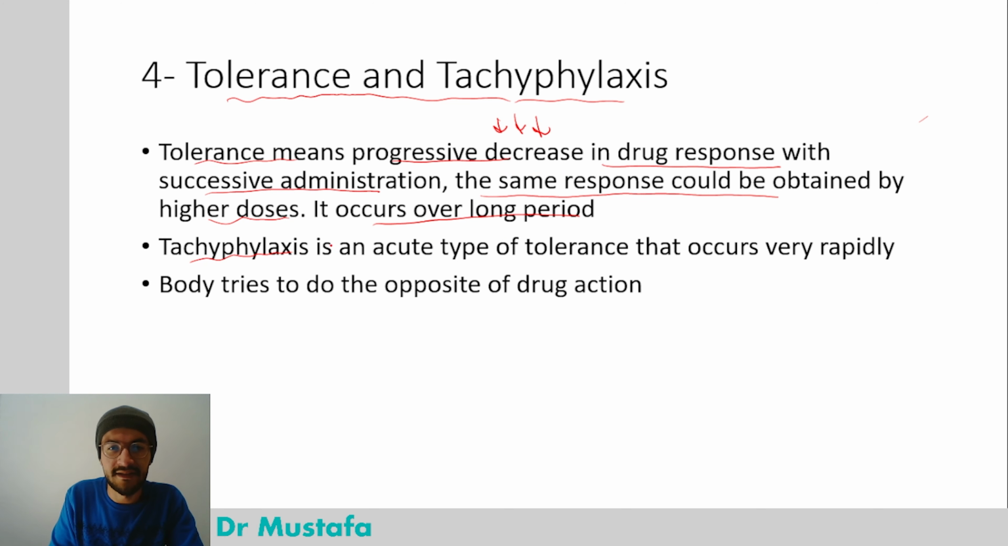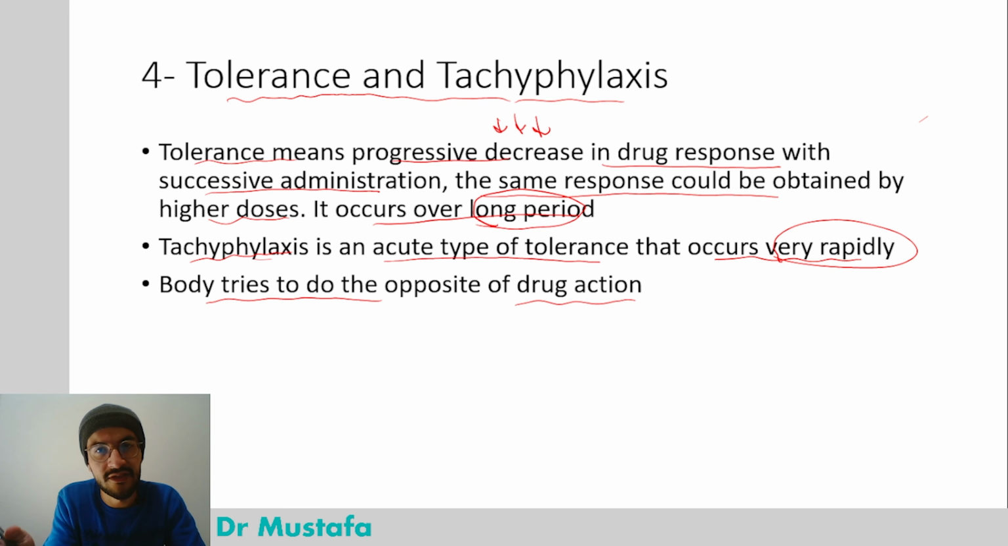Tachyphylaxis, on the other hand, is an acute type of tolerance that occurs very rapidly. Tolerance occurs over a long period of time, while tachyphylaxis occurs very rapidly. The body tries to do the opposite of the drug action. So if the drug, let's say, is alcohol making you drunk, the body would try to do the opposite, and that would make you need a higher dose to get drunk. So the body always tries to do the opposite of the drug action.